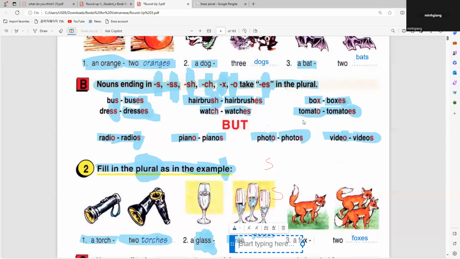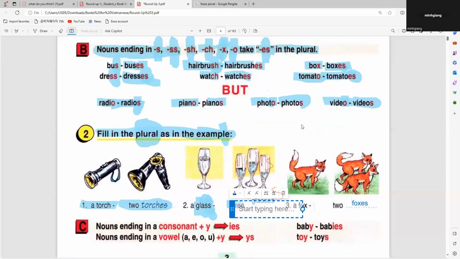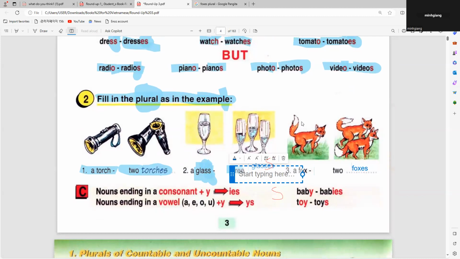Again, let's try hairbrush. What will you add, ES or S only? It will be hairbrushes. The correct answer is hairbrushes. So I would add ES. Oh, that's correct. Okay, do you have another example?